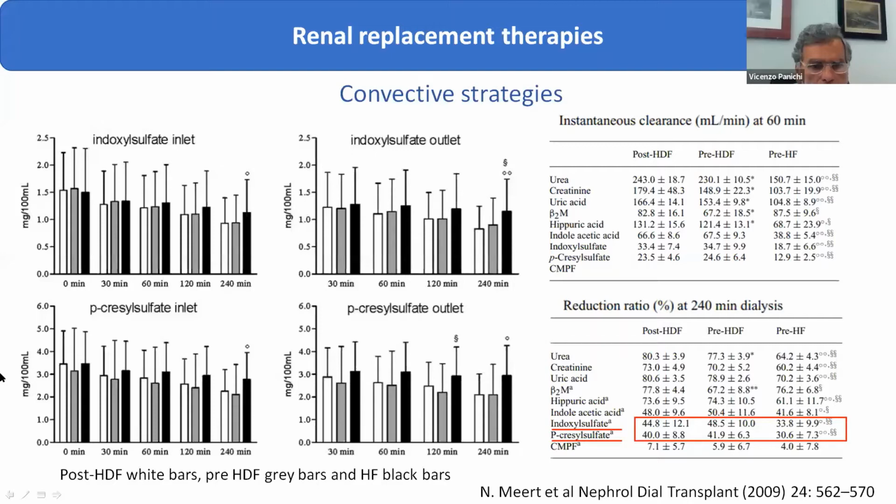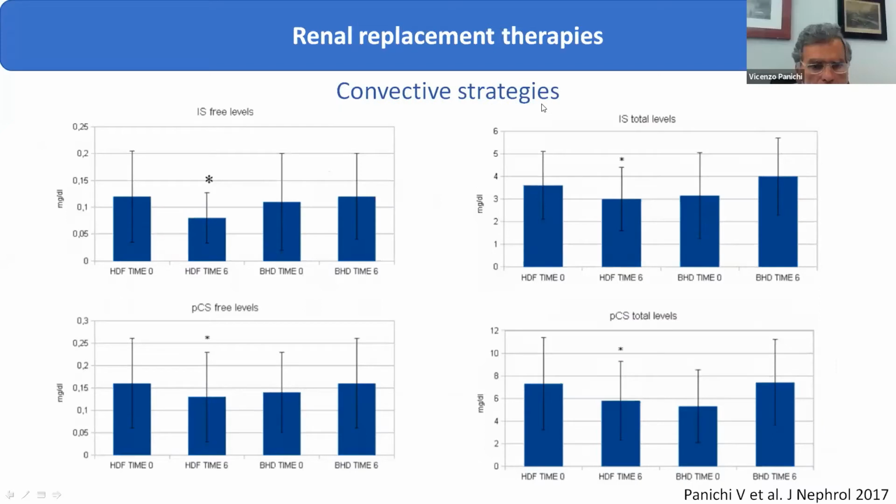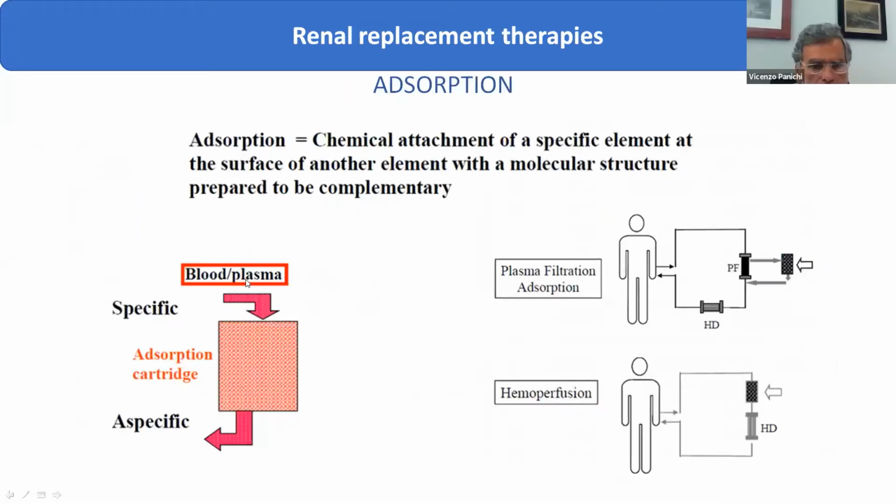But the topic of this morning is adsorption, that is a chemical attachment of a specific element to a surface with a molecular structure prepared to be complementary. So this is a cartridge that is going to adsorb blood and plasma, in our case blood, and several types of methods have been previously introduced. Hemoperfusion, this is another slide. This is a cartoon where you can see the hydrophobic interactions that occur with the resin and some molecules. So also the antibody can be attached over the resins.